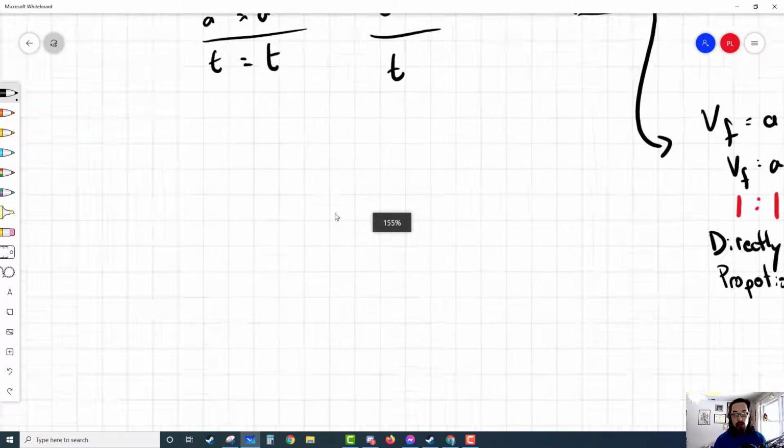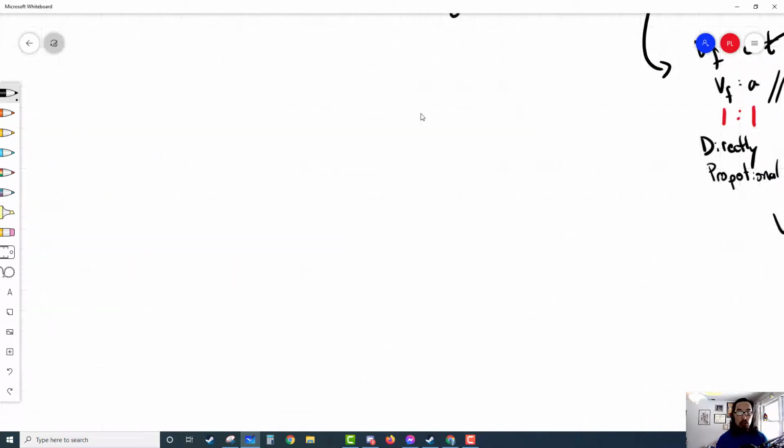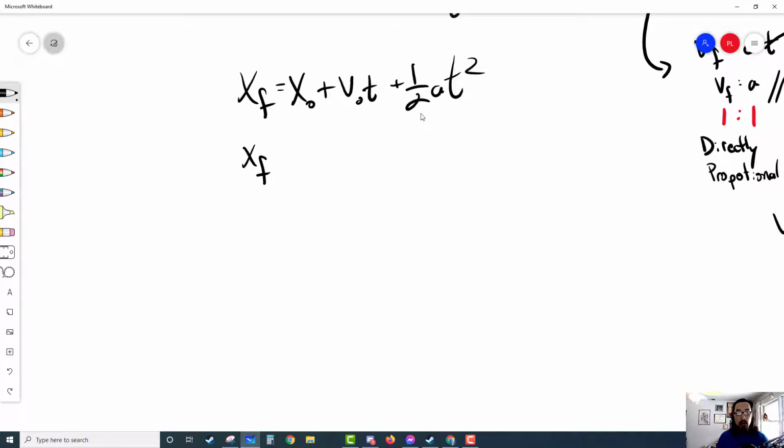So let's go to our strategies. Once again, we're going to take a look at the equations. I'm going to do a little shortcut here. I know which equation to use: XF is equal to XO plus V initial t plus 1/2 AT squared. At this point, I want to get rid of all my zeros. So we have XF, my XO is 0, my initial velocity is 0 because we start from rest, plus 1/2 AT squared.